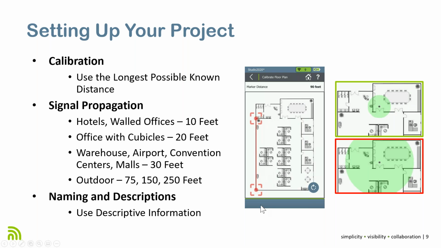For example, on this screenshot I have here, sure, I could have used this little doorway here or this other doorway here, or maybe one of the cubicles. But best practice is that the longer the value you use, the more accurate your calibration will be. So if you know, for example, what the distance is from this side of the building to the other, that's the best option to use when you calibrate.